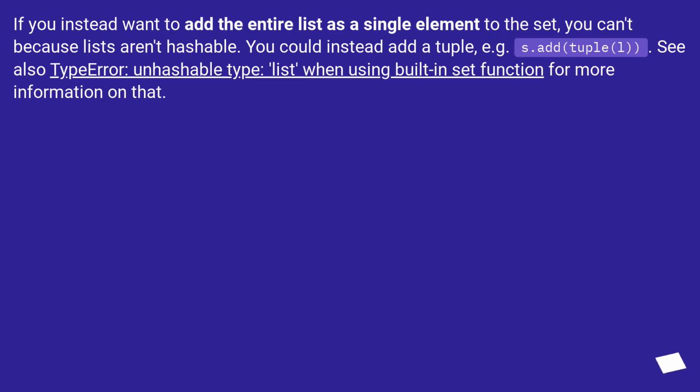if you instead want to add the entire list as a single element to the set, you can't, because lists aren't hashable. You could instead add a tuple, for example s.add(tuple(l)). See also "TypeError: unhashable type: 'list'" when using the built-in set function for more information on that.